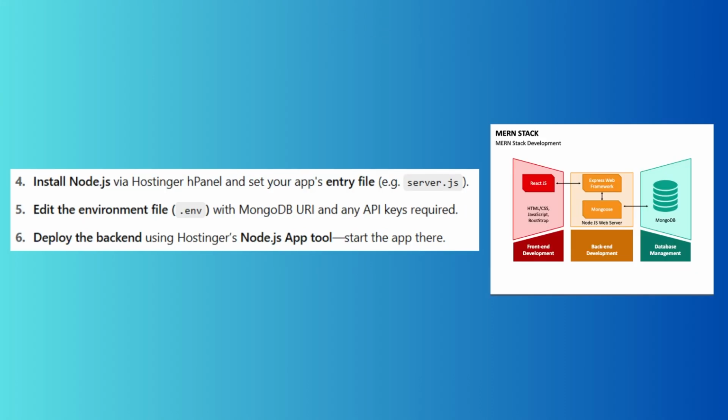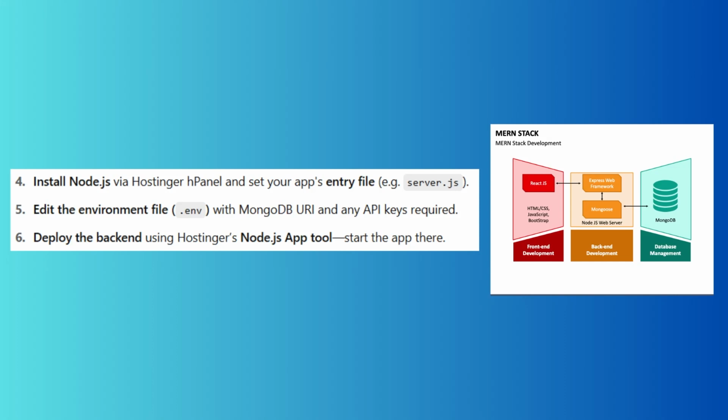Now, install Node.js via the Hostinger panel and set your app's entry file. Edit the environment file with MongoDB URI and any API keys required. Deploy the backend using Hostinger Node.js app tool.